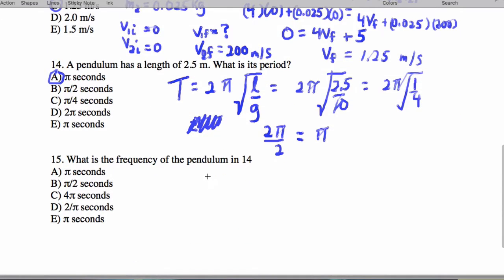Number 15, I apologize because frequency is 1 over period. So what we get is that the frequency is going to end up being 1 over pi. That should have been choice E when we do the math, but I didn't quite type that correctly. So that's the last page of the multiple choice. Now we'll move into free response in the next video.